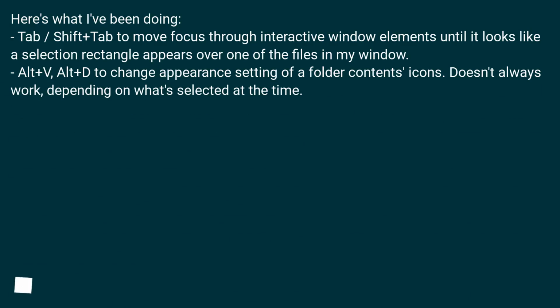Here's what I've been doing. Tab, Shift plus Tab to move focus through interactive window elements until it looks like a selection rectangle appears over one of the files in my window. Alt plus V, Alt plus D to change appearance setting of a folder contents icons. Doesn't always work, depending on what's selected at the time.